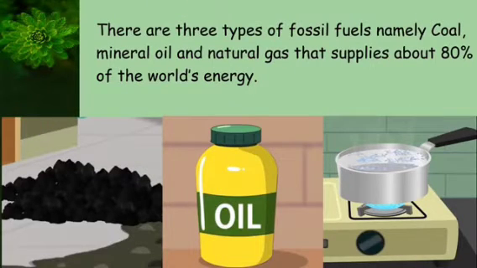Now, after understanding how fossil fuels are extracted, let us learn the different types of fossil fuels and go through the details of these types. There are basically three types of fossil fuels, namely coal, mineral oil, and natural gas, that supply about 80% of the world's energy.